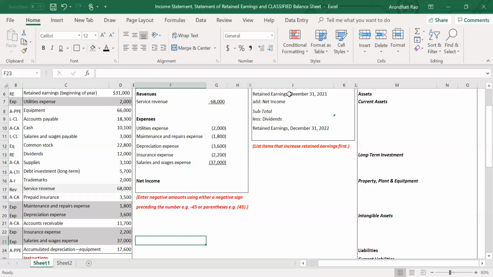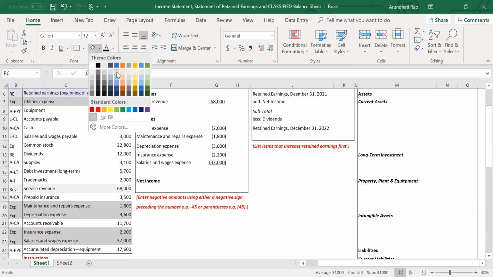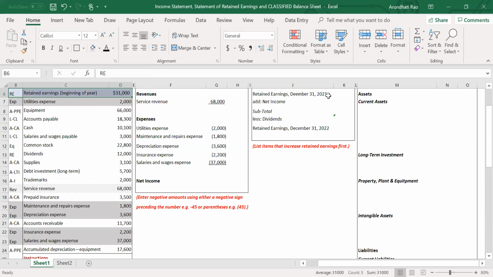Then I have retained earnings, beginning balance, which means it was ending balance for the previous year. So I need to bring that number over. And where was that number? That was the first one that we had over here. Again, I'm going to use a different color so that we can continue to see these numbers here. Retained earnings. I brought that number over here.